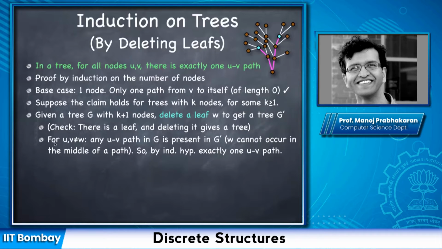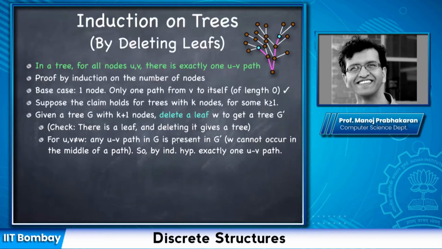So let's pick any two U, V. Suppose U and V are both different from W. Then, so we just argued this in the previous slide also, any U-V path in G is present in G prime. This is what kept G prime connected because W cannot occur in the middle of a path. And therefore, for these U, V, any path in G.